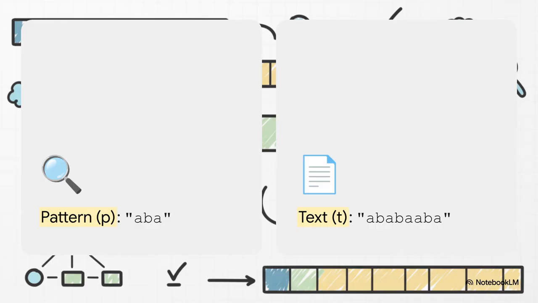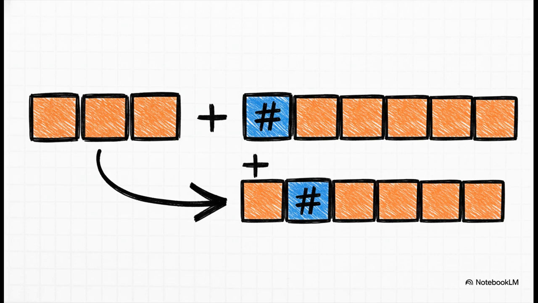So let's say we want to find the pattern ABA inside the text ABABAB. Okay, so what we do is we concatenate them, but we stick a special separator character in between. And this is important. It has to be a character that doesn't appear anywhere in our pattern or our text. So we end up with this new string: our pattern, then our special character, then our text.